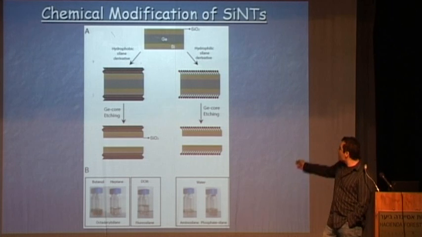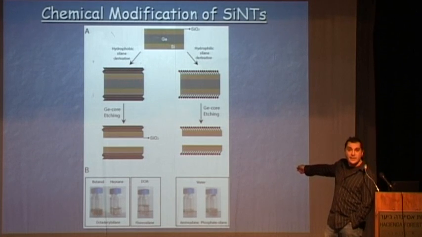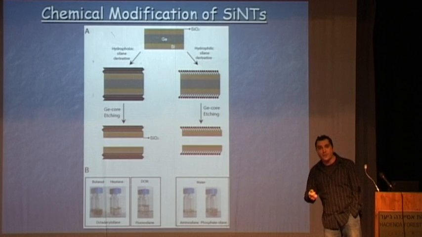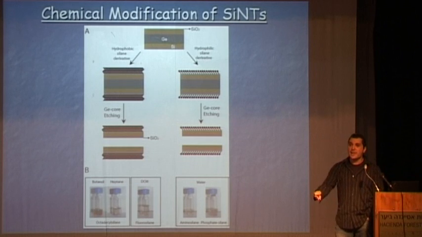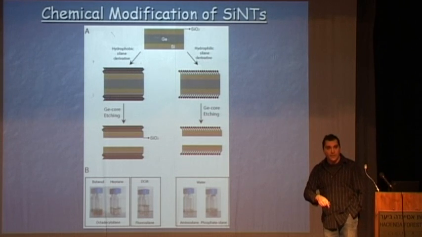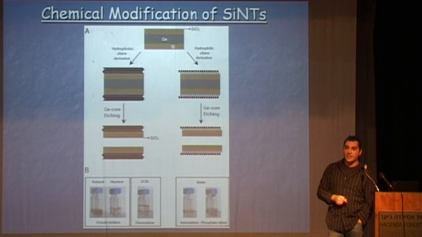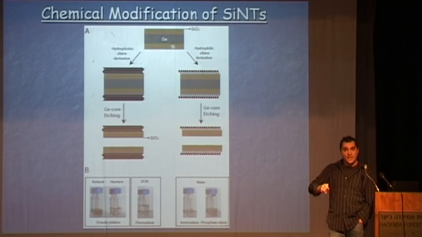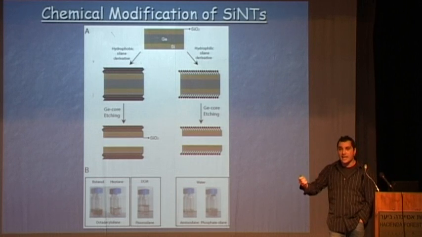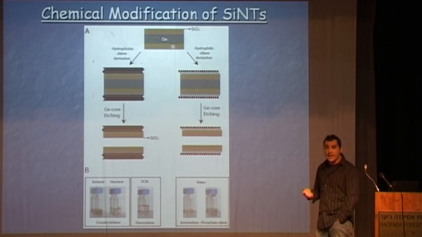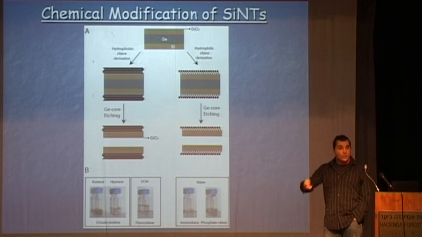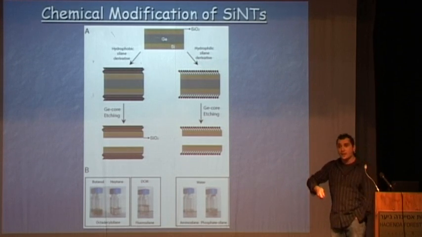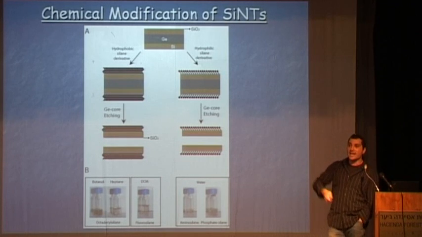dissolving the germanium, we can modify, in the first step, the exterior wall of the tube with a hydrophobic or hydrophilic chemical reagent. And then by dissolving the germanium, we can modify the interior wall with a hydrophobic or hydrophilic reagent. And thus we can get nanotubes which are hydrophobic inside, hydrophilic outside, or the opposite. Those materials are very important for drug delivery, for separation of materials, for dissolving organic molecules into water solutions, or dissolving water-soluble materials in organic solvents.